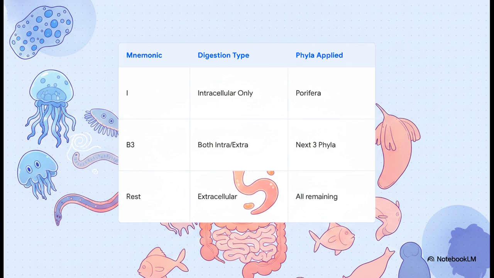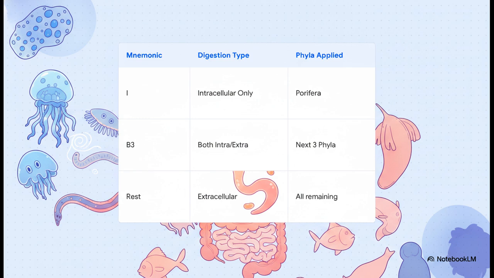Just remember the simple formula IB3. The I stands for intracellular digestion, which applies strictly to the very first phylum, Porifera. Food digests completely inside the cells. B3 stands for both types of digestion, and that applies to the next three phyla: Coelenterata, Ctenophora, and Platyhelminths.